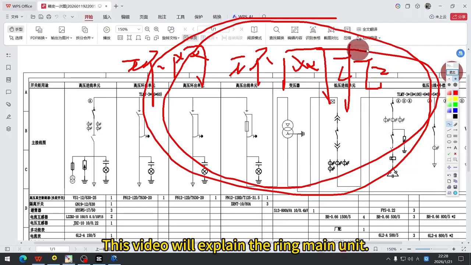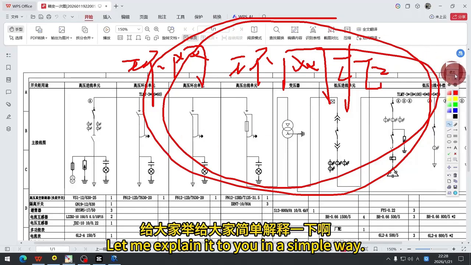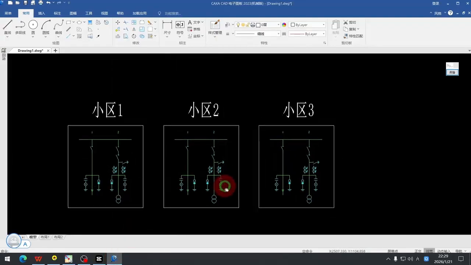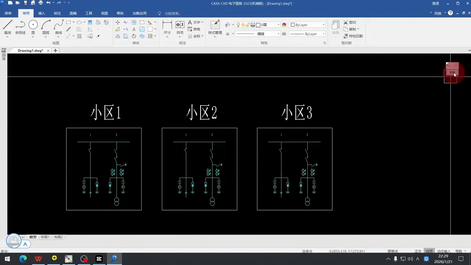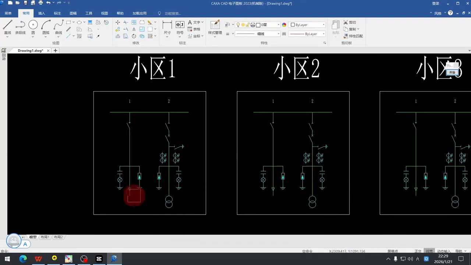This video will explain the ring main unit. What is a ring main unit? Let me explain it to you in a simple way. For example, this is a distribution room in a community. This one.